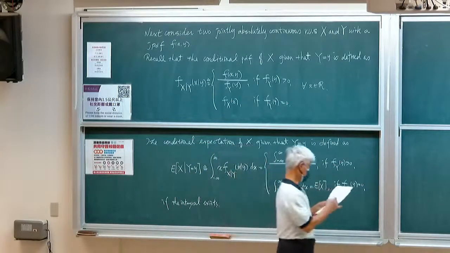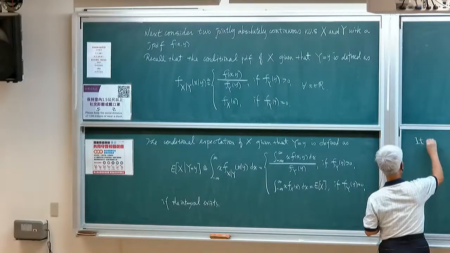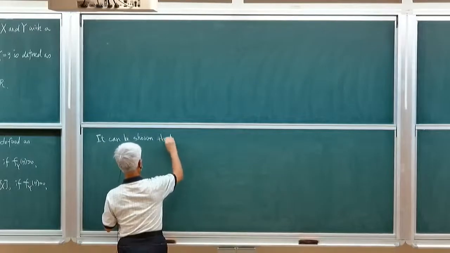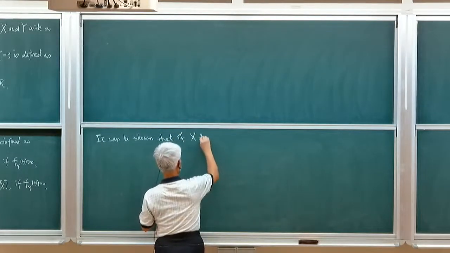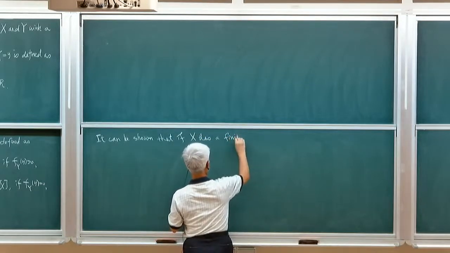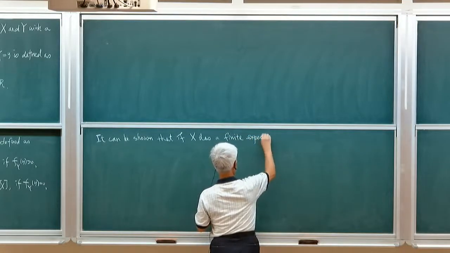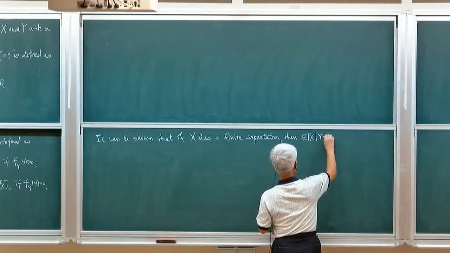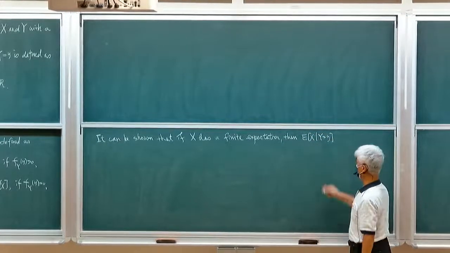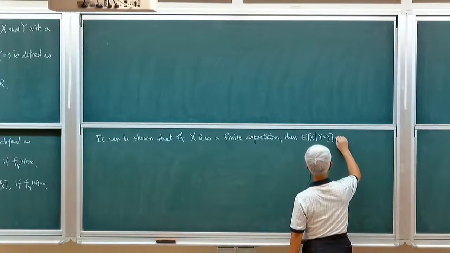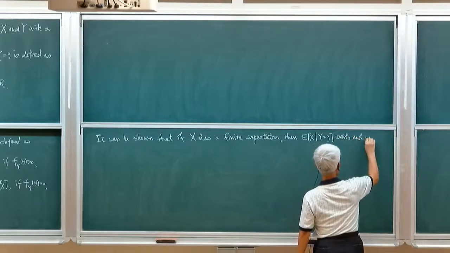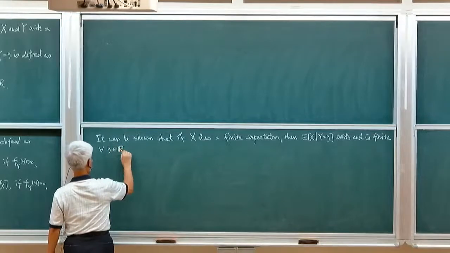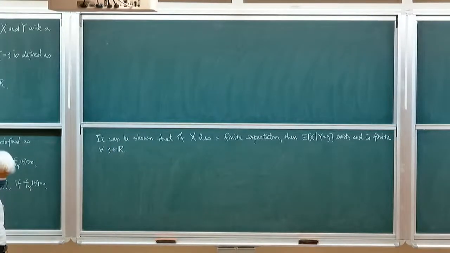Okay, so that is the definition. And it can be shown that if random variable X has a finite expectation, then the conditional expectation of X given random variable Y equal to little y exists and is finite for all y in R.